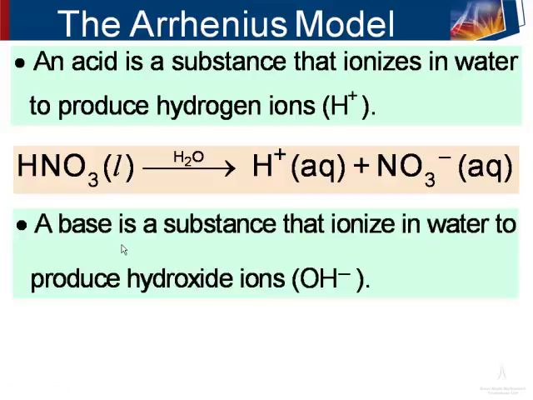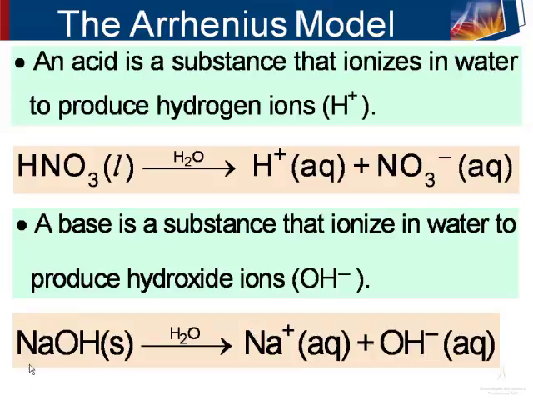Also, according to this model, a base is a substance that ionizes in water to form the OH- ion, the hydroxide ion. An example is sodium hydroxide, which when dissolved in water forms the OH- ion plus, of course, the Na+ ion. So this is the Arrhenius model.